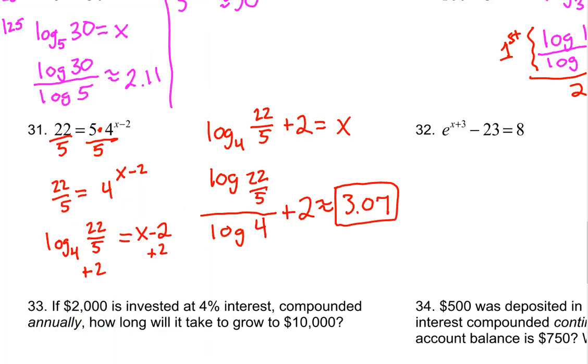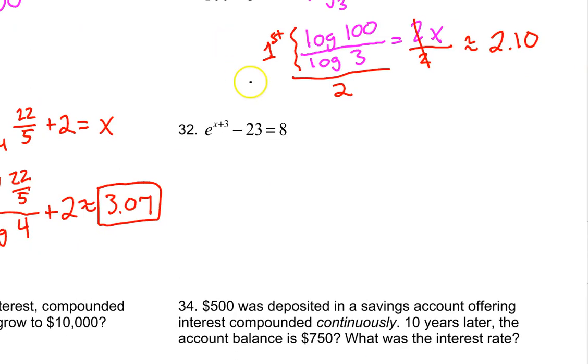All right, lastly, we have an equation with e, which is a sign that you need to use a natural log as opposed to the log base 10. So we have a minus 23. Let's just clear that out. So we have e to the x plus 3 power is equal to 31.